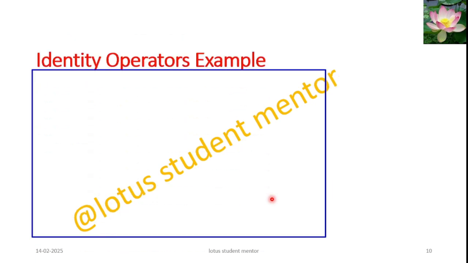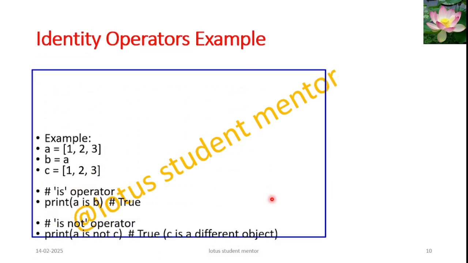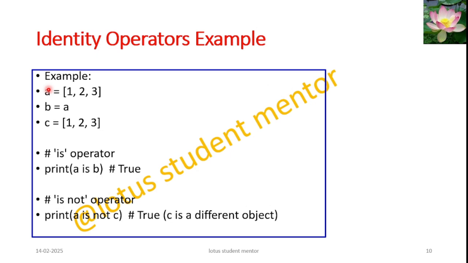We can understand better by solving an example through a program demonstration. Let us see an example. A equal to the list 1, 2, 3, and B equal to A. Yes, we are making B equal to A, and C equal to the list 1, 2, 3. Now the is operator: print A is B. We already assigned the variables, that's why it is true.